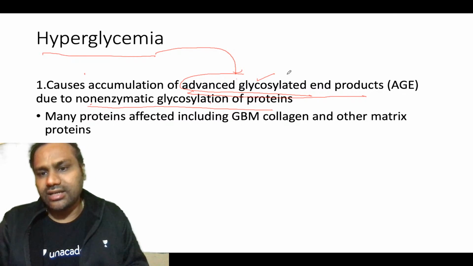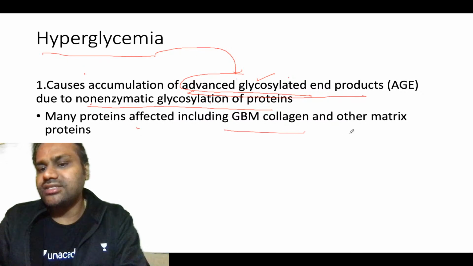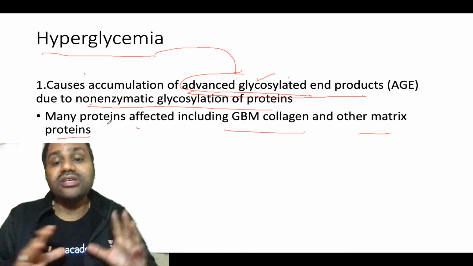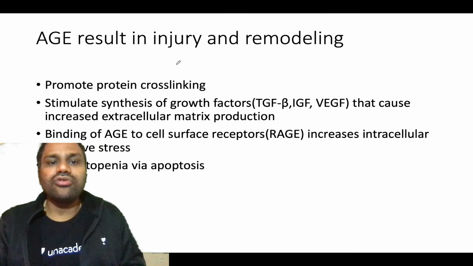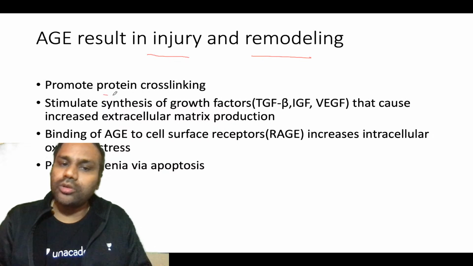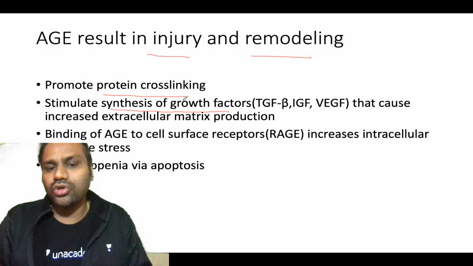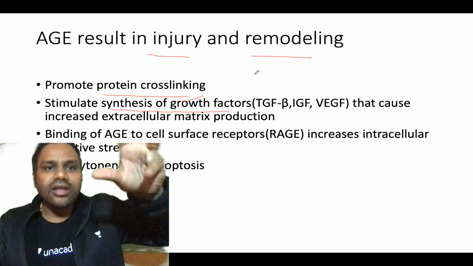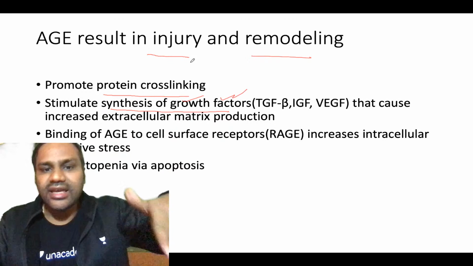These AGEs will affect many proteins including GBM, collagen, and other matrix proteins. So this will result in damage of the glomeruli. The AGEs result in injury and remodeling. They promote protein cross-linking, and they stimulate synthesis of growth factors, hence there will be crescentic formation or fibrosis. In glomerulosclerosis, what is happening is because of this stimulation of growth factors by the AGEs.